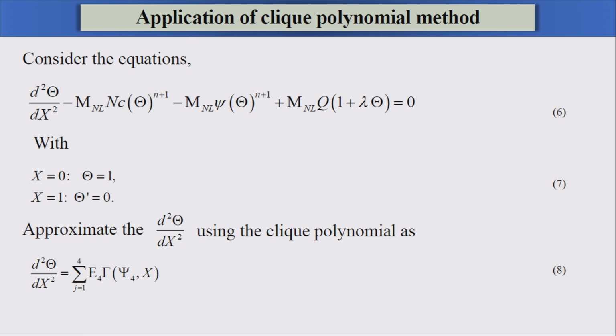And now the actual work starts. See, here we have a second order equation with respect to theta. For that I have to approximate a polynomial. So, approximate the second derivative theta double dash using the clique polynomial given by equation 8. While explaining the basic concept, I gave g to the power of n. That data I am using now for the second order. So here capital Gamma is the clique polynomial function. Yes, thanks.